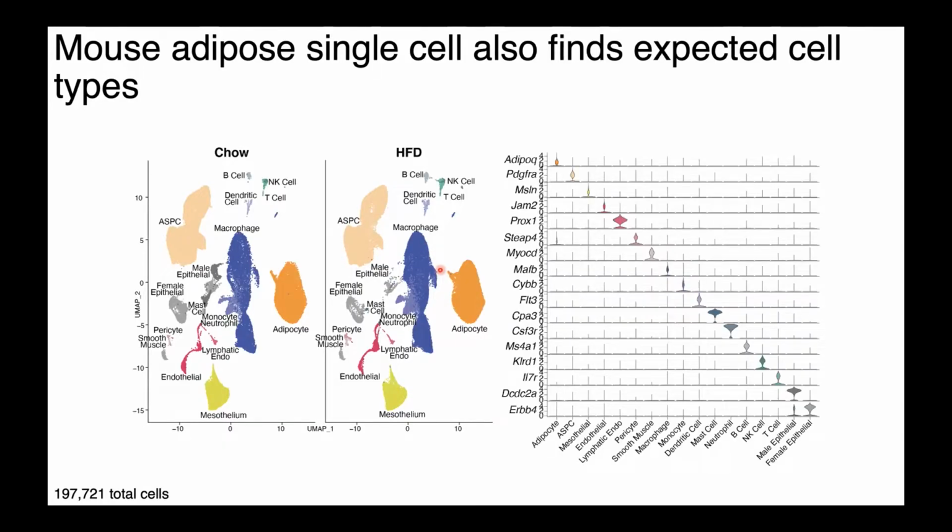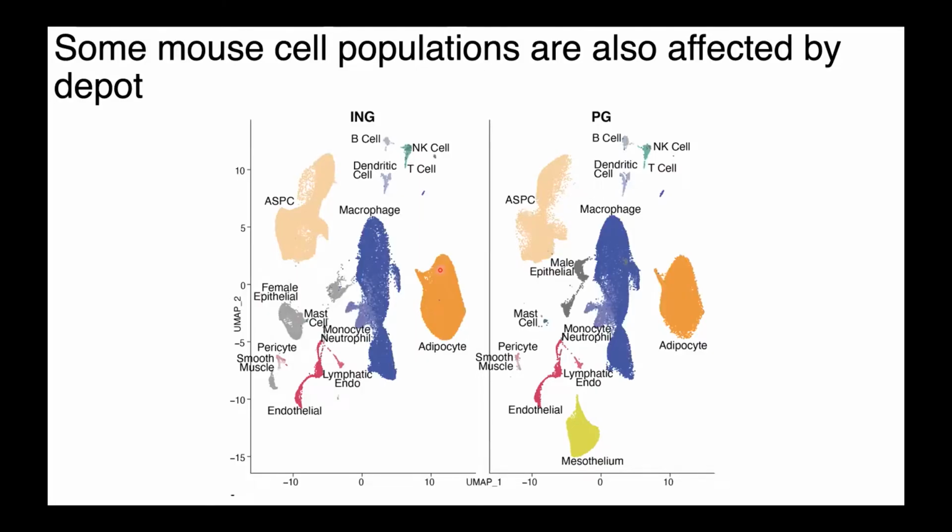Here again are marker genes for each of the cell types that we identified in this data set. And here also is the data split by depot. We don't see as strong changes by depot in the mice as we do in the human, but we still see some differences.